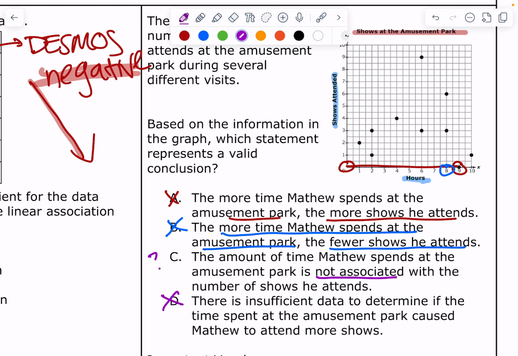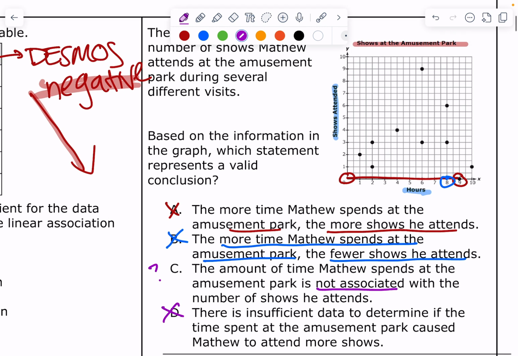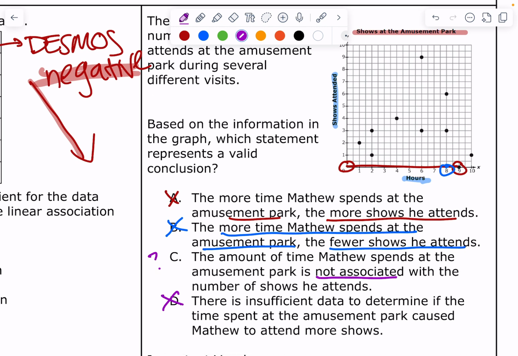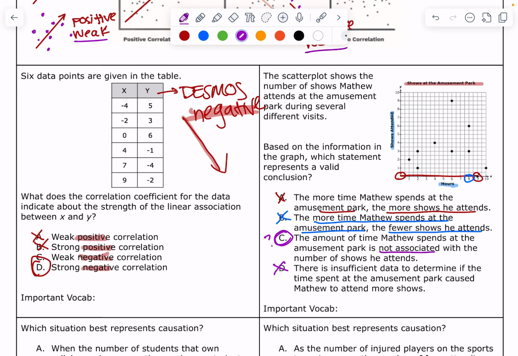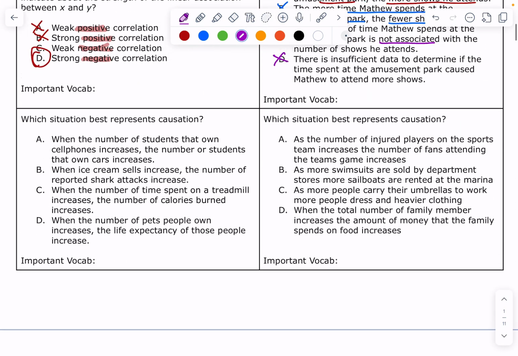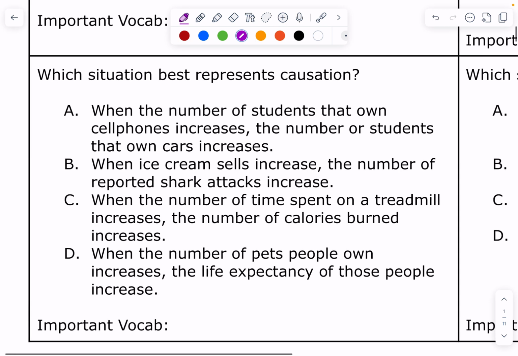Remember, we're only picking positive, negative, or no correlation, okay? So here it's not associated because there's no line here. We can't make a line. So C would be my answer. Let's go ahead and move on to the next question.